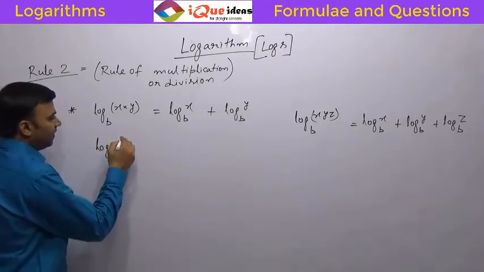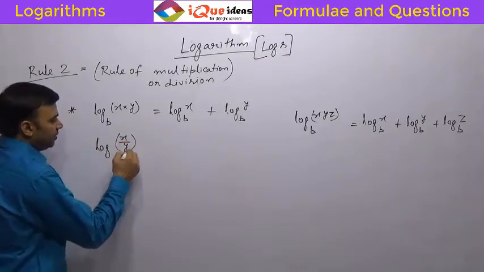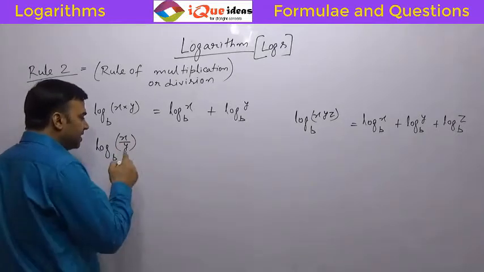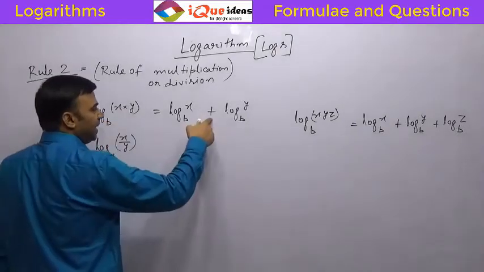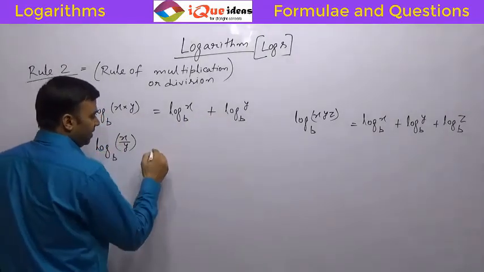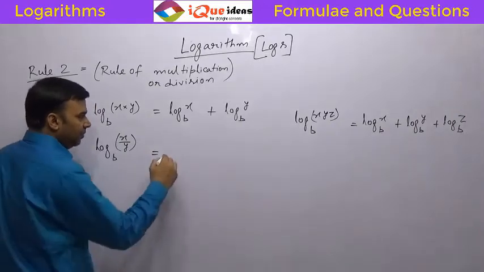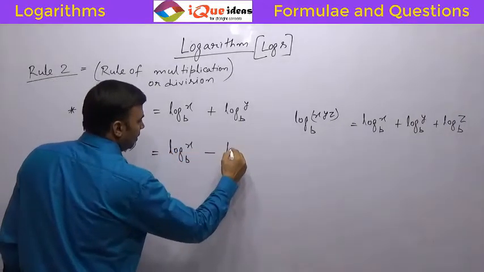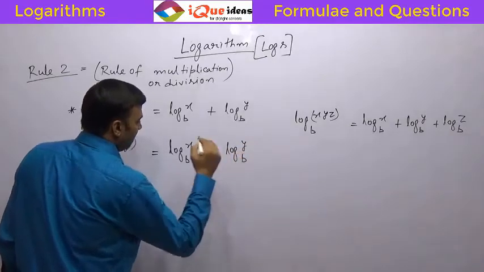Suppose we have log of x divided by y to the base b. Again, they can be separated. Again, there will be two logs. It's just that when there is a multiplication, we have a plus sign in between logs. When there is a division between numbers, there will be a minus sign between logs. So this will become log of x to the base b minus log of y to the base b.